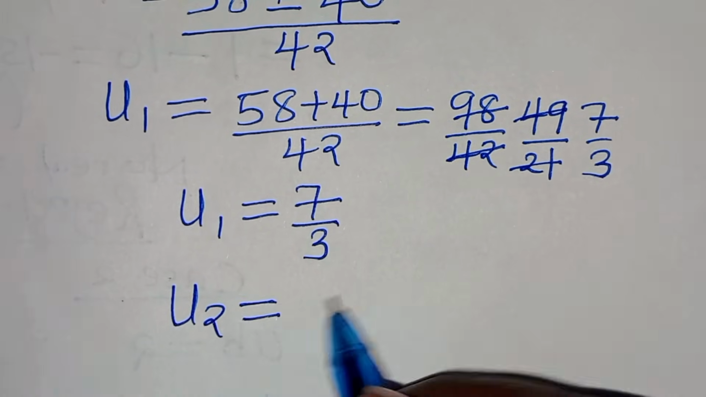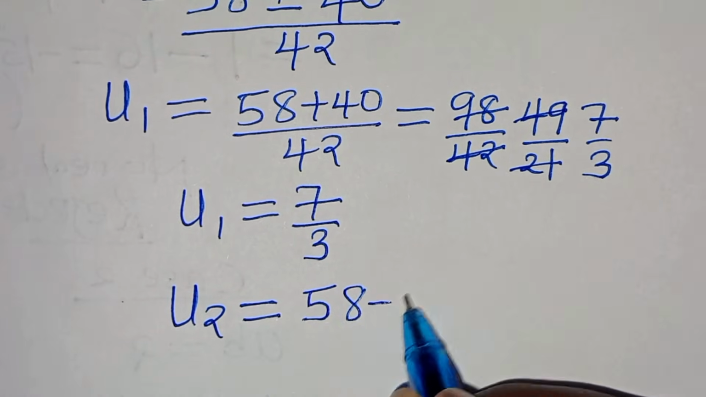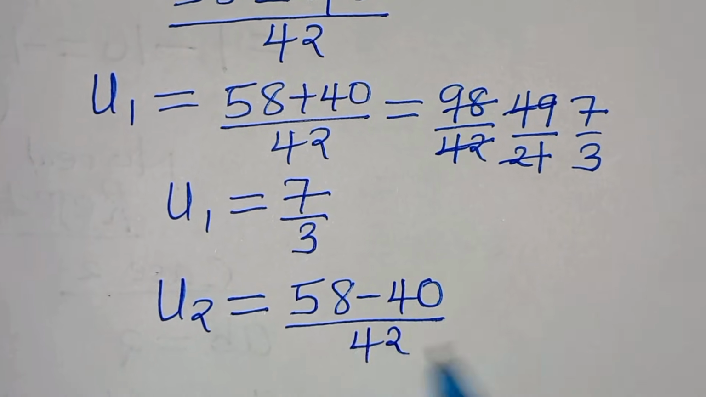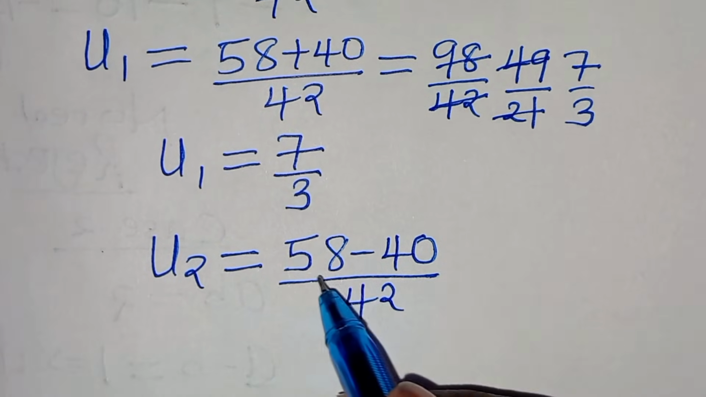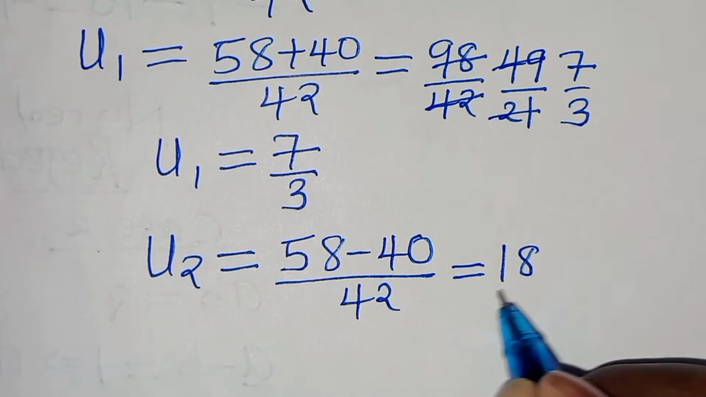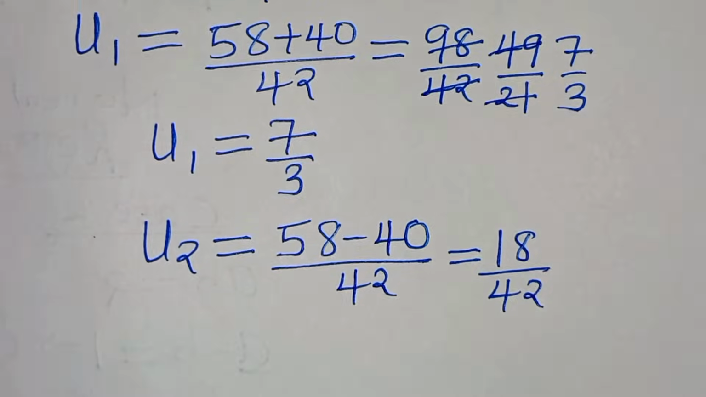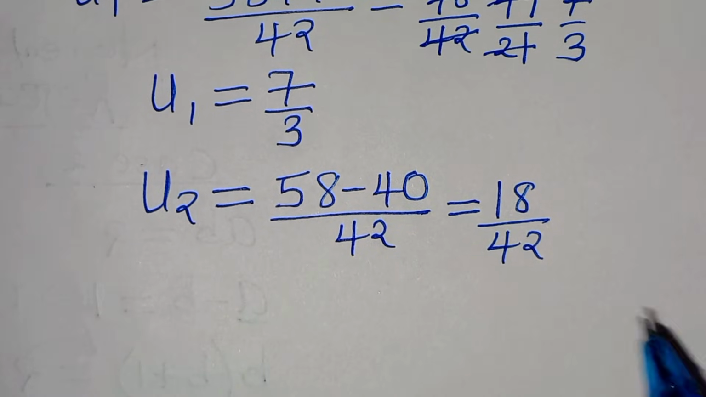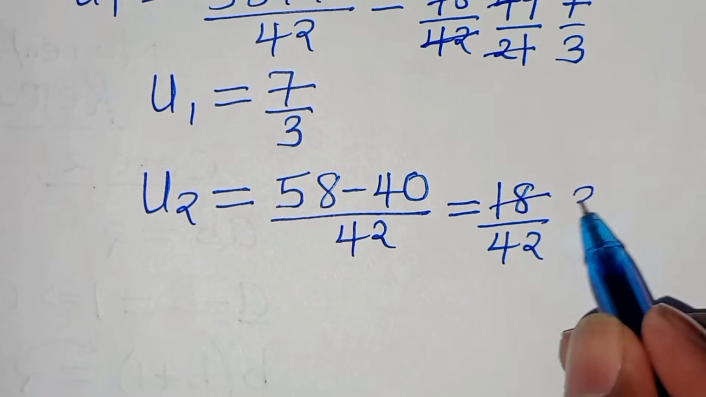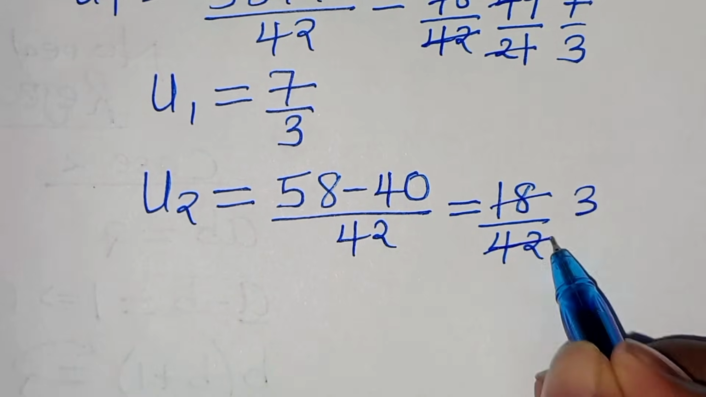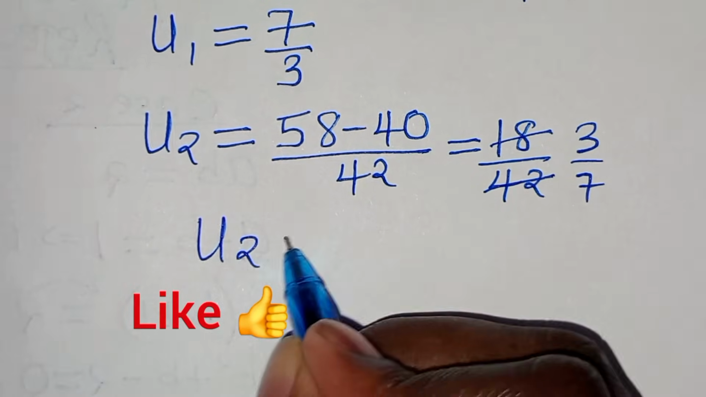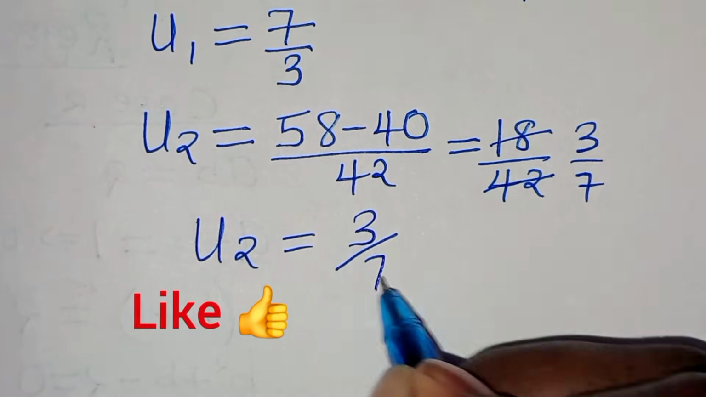u2 is equal to 58 minus 40 divided by 42. And what we have here is that 58 minus 40 is equal to 18 over 42. So let's simplify here. 18 divided by 6 is equal to 3. 42 divided by 6 is equal to 7. So we have u2 is equal to 3 over 7.